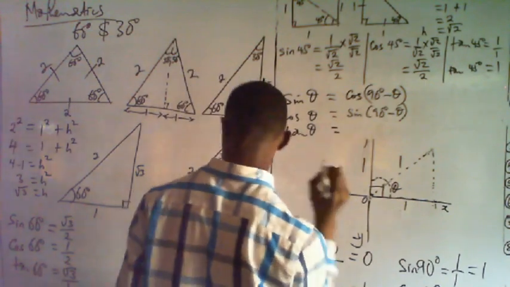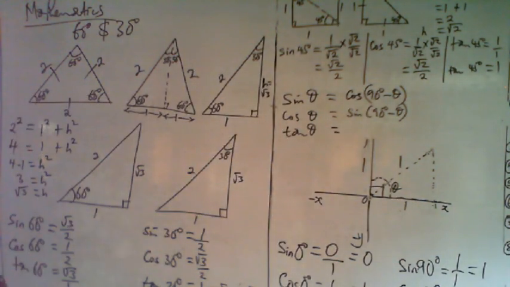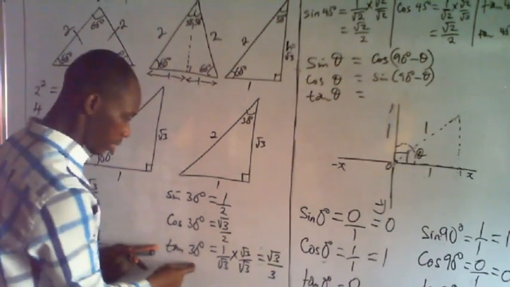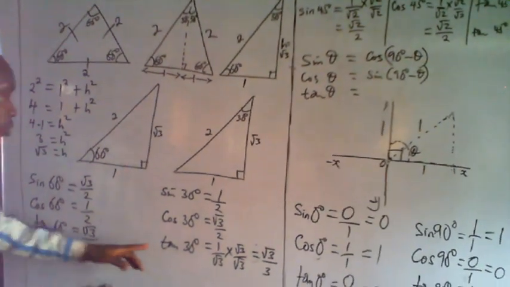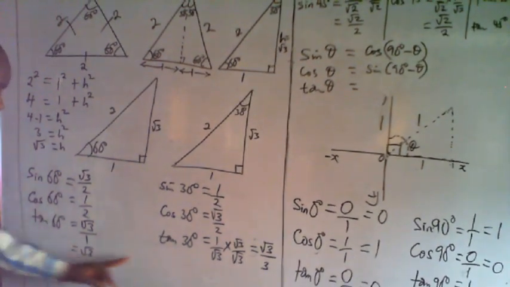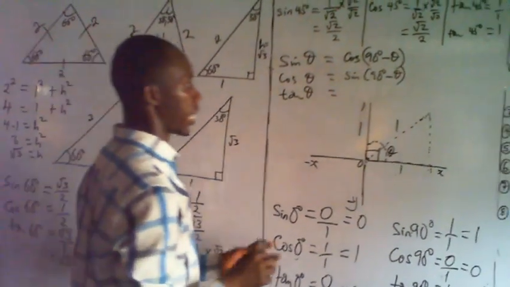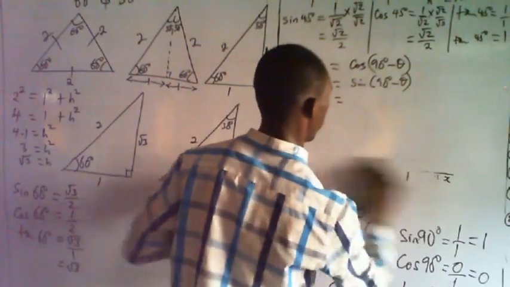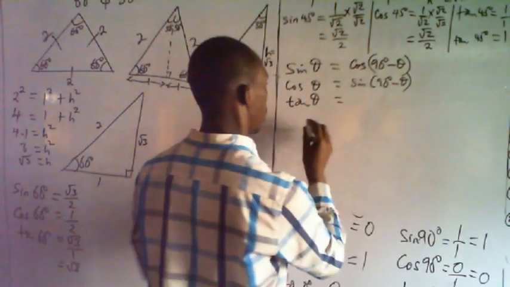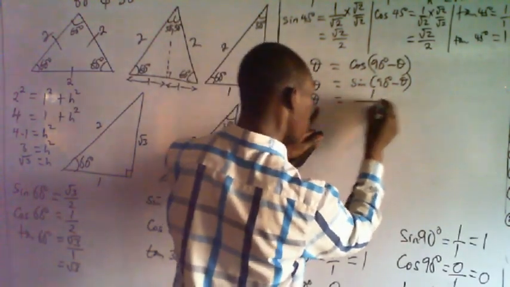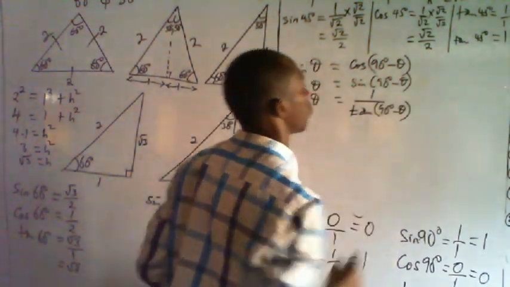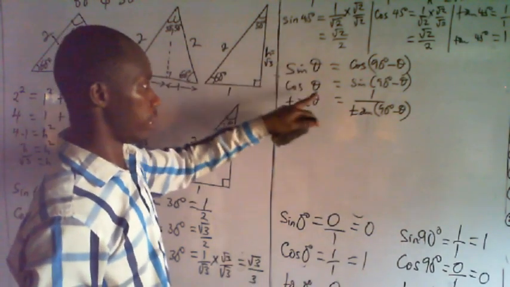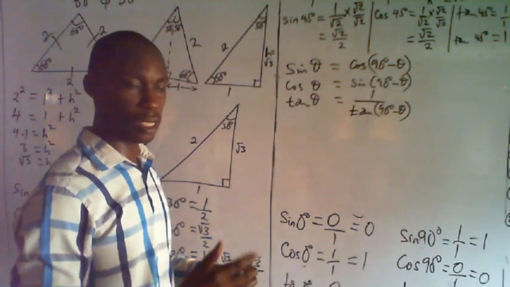Tan theta, observe something: tan 60 degrees is root 3 over 1. Tan 30 degrees is 1 over root 3. That is, the reciprocal of tan 60 degrees is tan 30 degrees. So I can also write it this way. Tan theta is equal to 1 over tan 90 degrees minus theta. So take note of this. We'll still make use of it later.